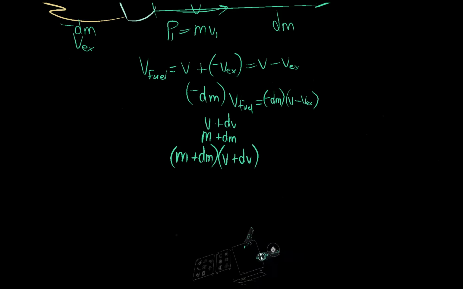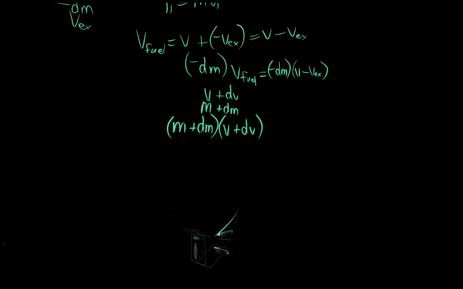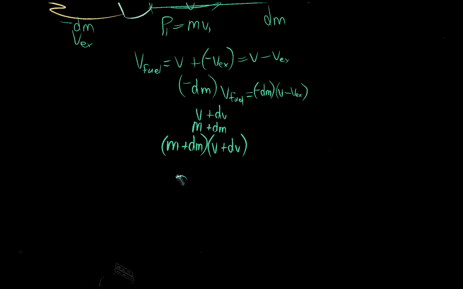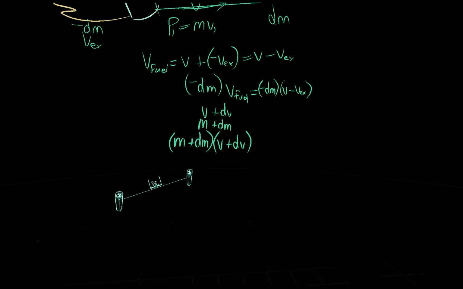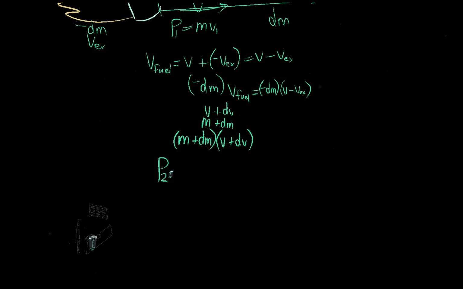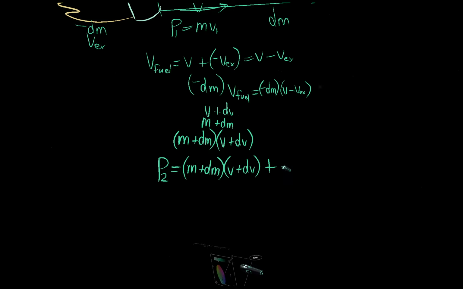And the total momentum of the rocket ejected mass system, which we'll call P2, is m plus dm times v plus dv, plus that of the exhaust, minus dm times v minus v exhaust. So that's including all particles in our system.